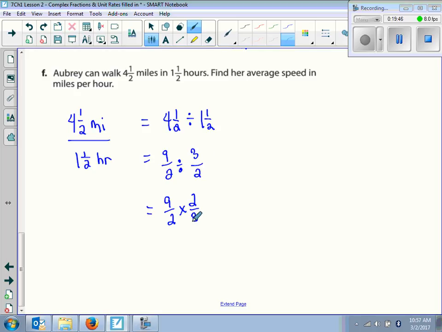Very good. So we're going to multiply by the reciprocal of 3/2, which is 2/3. Very good. And again, before we multiply, we can simplify. So the 2's cancel to 1's. And the 3 and the 9, 3 divided by 3 is 1, and 9 divided by 3 is 3. So when we multiply straight across, what do we get? Very good. It's going to be 3 over 1. What are my units going to be? Very good. This is going to be 3 miles in 1 hour. Is everybody clear?